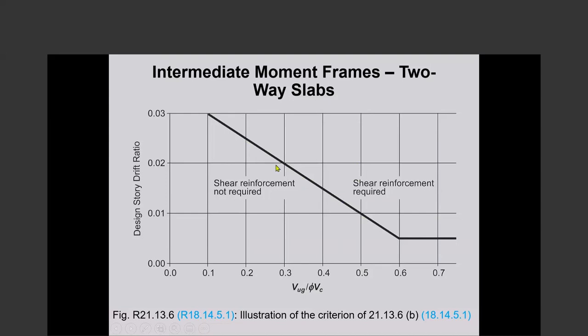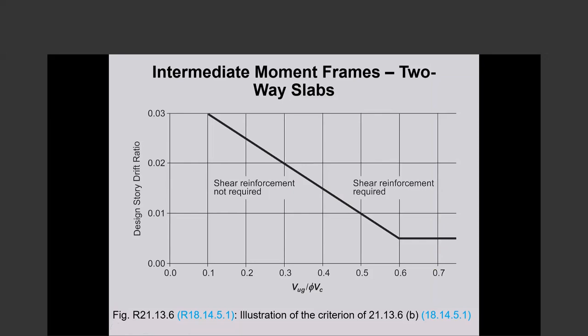Below, we do not need shear reinforcement. If you are on the solid line or above, you provide minimum shear reinforcement. Okay, so let us look at this. If your building is very stiff, design story drift ratio is less than 0.5%. Basically, nothing is going to happen. Okay, you don't have to worry about punching shear failure for a building that stiff.